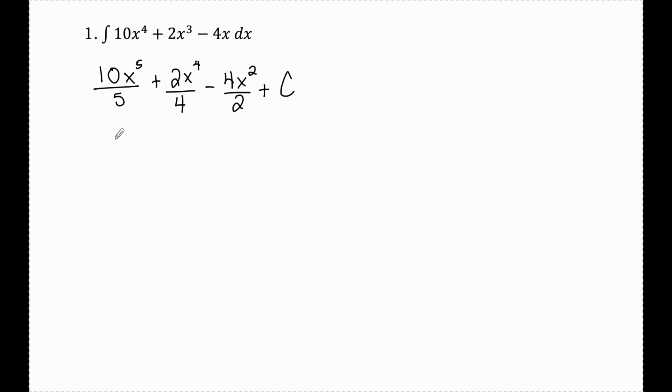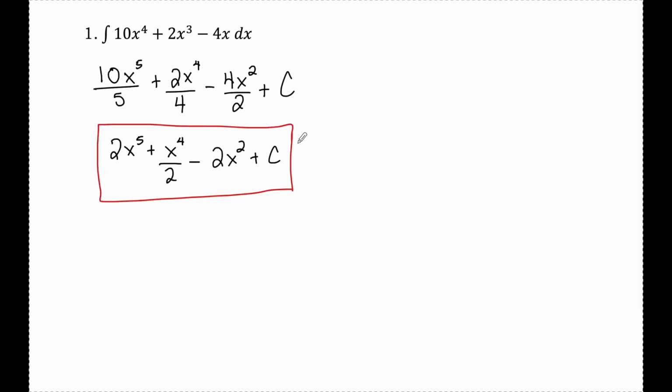I'm going to clean this up a little bit to get a final answer. 10 divided by 5, I have 2x to the fifth. 2 over 4 is a half, so this would be x to the fourth over 2. And 4 divided by 2 would be 2x squared. Don't forget that plus c. So this would be our final answer for this first example. Let's look at one that's a little bit more tricky.